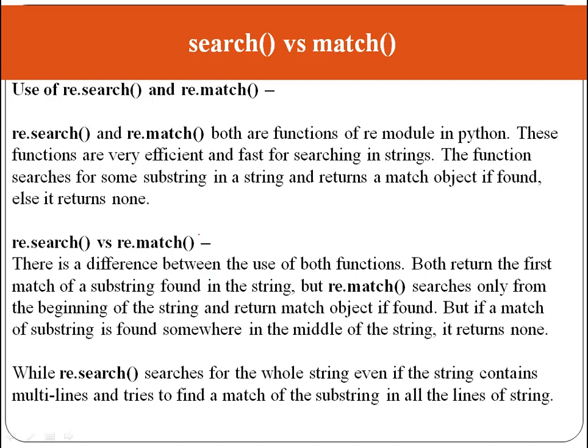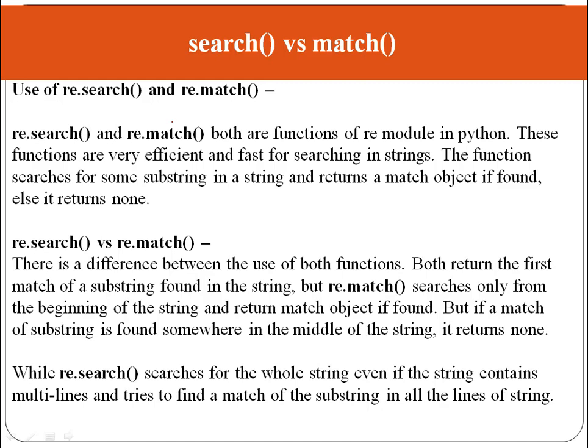Search versus match. re.search and re.match are both functions of the re module in Python, right? These functions are very efficient and fast for searching in strings. The function searches for a substring in a string and returns a match object if found, and otherwise returns None. So this is the objective of both search and match. But what is the difference? There is a difference between the use of both functions.